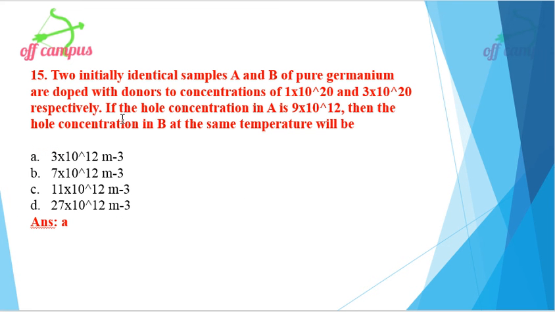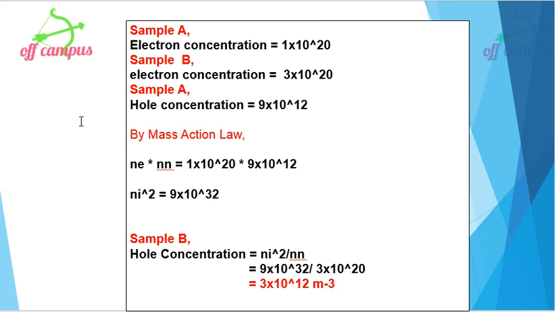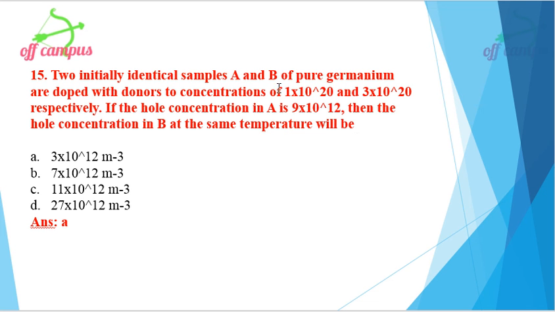Then the next problem. Two initially identical samples A and B of pure germanium are doped with donor concentrations. Donor concentration is nothing but electron concentration. For sample A it is 1 into 10 power 20, and for sample B it is 3 into 10 power 20 respectively. Then if the hole concentration in A is 9 into 10 power 12, then the hole concentration in B at the same temperature will be.